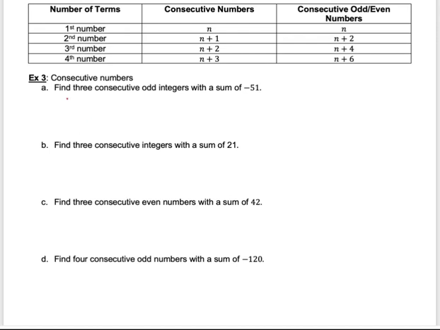So this first example says find 3 consecutive odd integers with a sum of negative 51. So I have 3 consecutive odd numbers. I'm looking directly at this chart here. I have n, n plus 2, and if I'm looking at their sum, I add them together, plus n plus 4, and all of those summed together are going to give me negative 51.